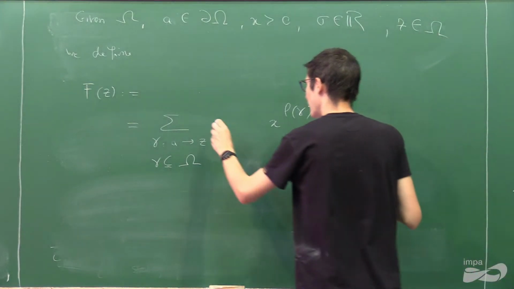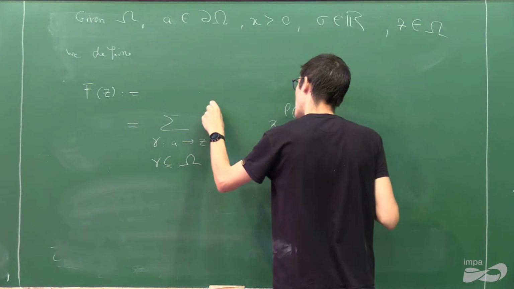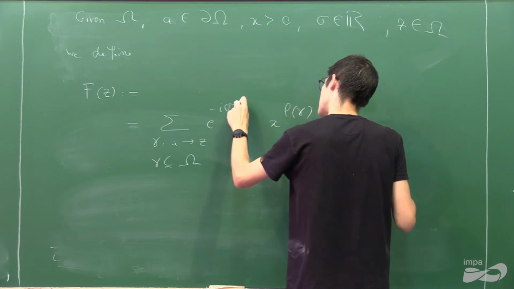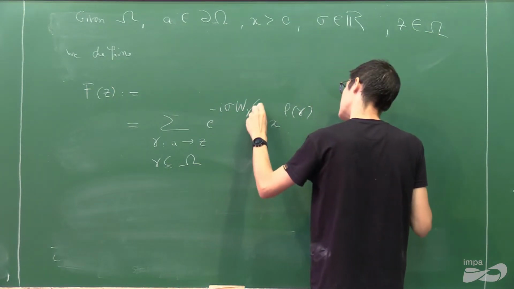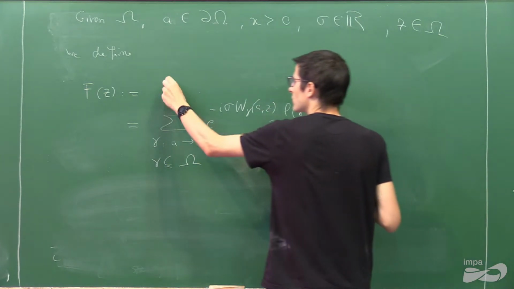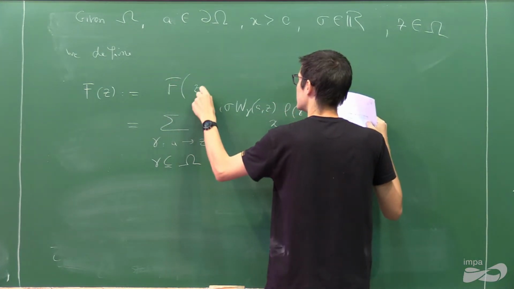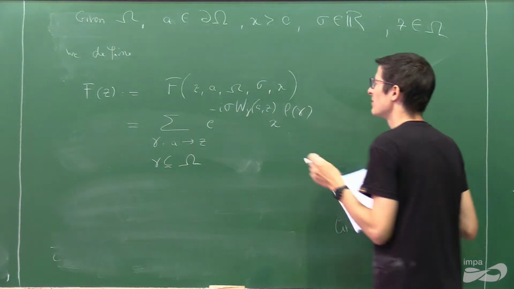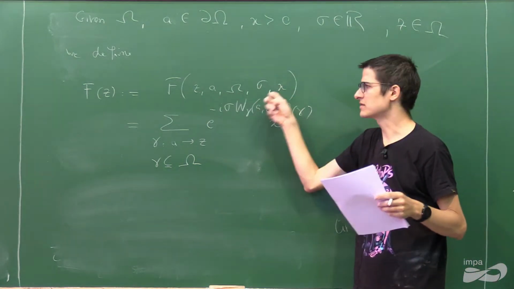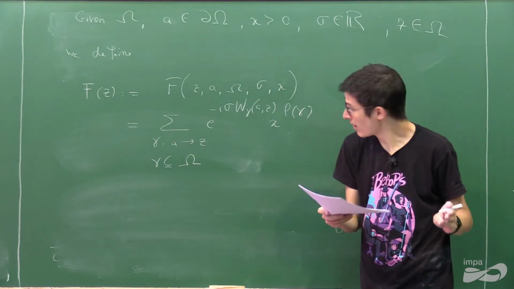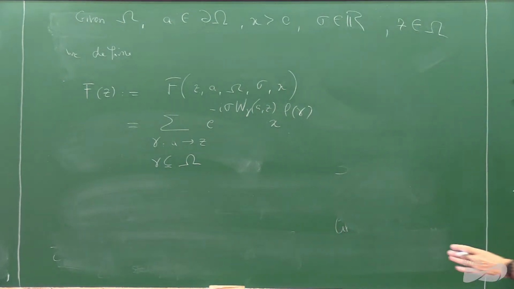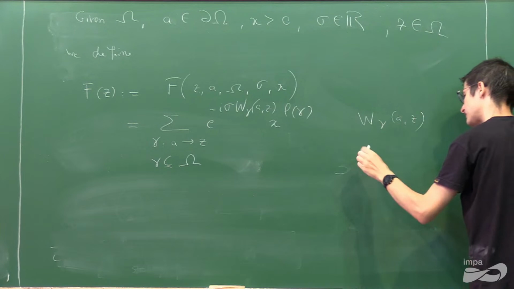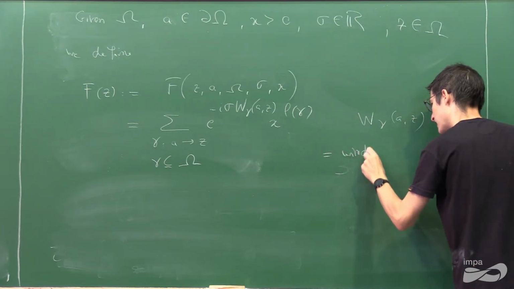And what I'm adding is a prefactor, which is exponential minus i sigma W gamma A. So really, I mean, this is a function of z, A, omega, sigma, and x. But basically, these 4 parameters here, they are fixed. So I'm just considering it as a function of z. And I still have to define this winding number.